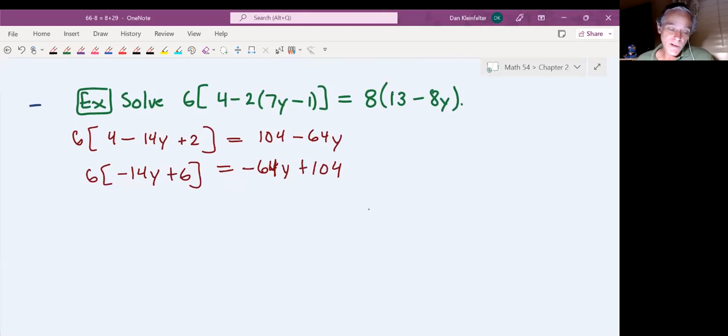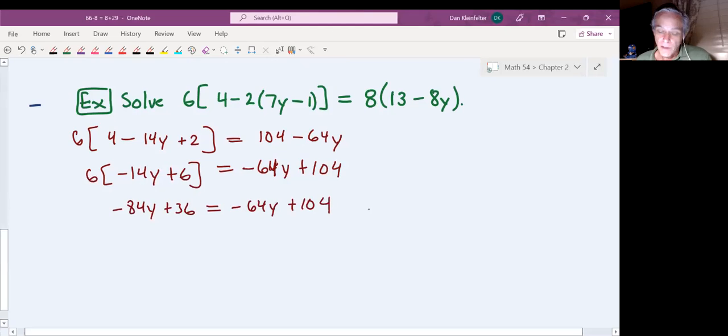Okay, so now on the left side, now we're distributing this 6. 6 times 14 is 84. So that's going to be negative 84y plus 36. And then the parentheses finally are gone. The right side, nothing happens this time. Okay, so once again, we've gotten it down to where we have 4 terms, 2 with variables, 2 without. The left side has a variable term and a constant term. The right side has a variable term and a constant term.